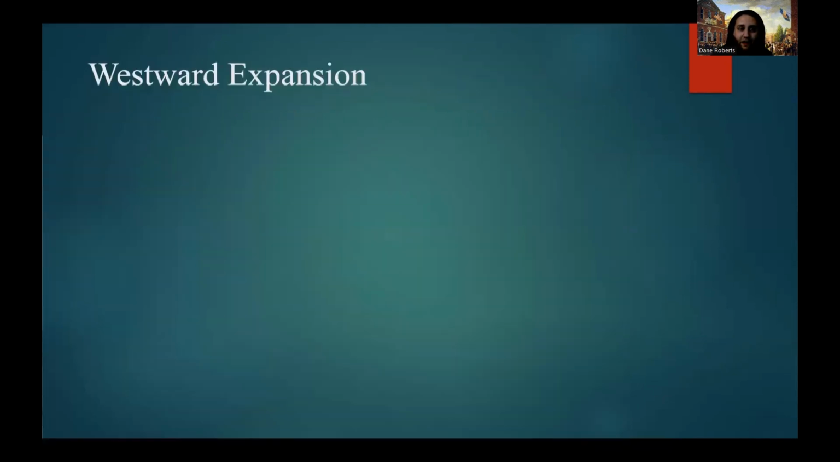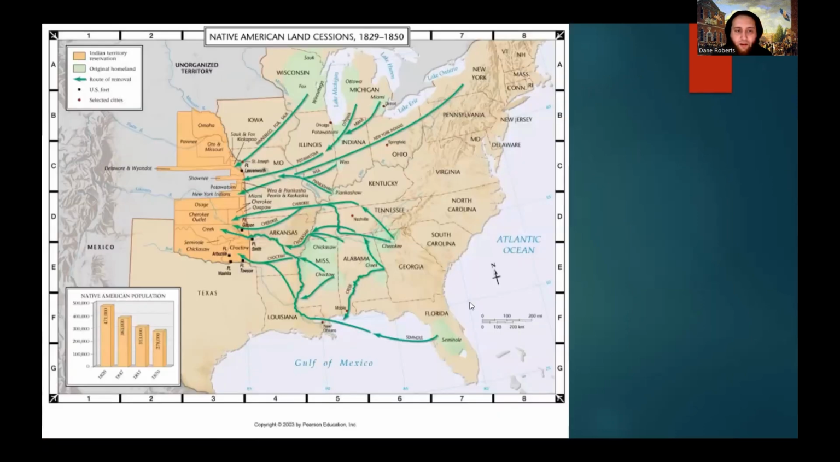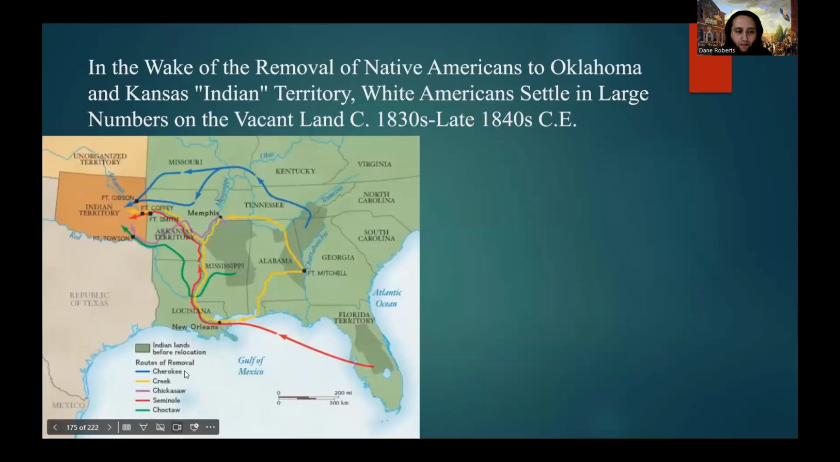Now this brings us to our next section, westward expansion in the Jacksonian era. So, in the wake of the removal of Native Americans to Oklahoma and Kansas Indian Territory, white Americans would settle in large numbers on the vacant land between the 1830s and late 1840s CE. And you can see that in this map of the lands ceded by the southeastern Native American tribes as a result of the Indian Removal Act.